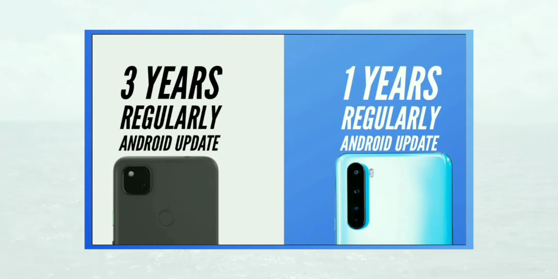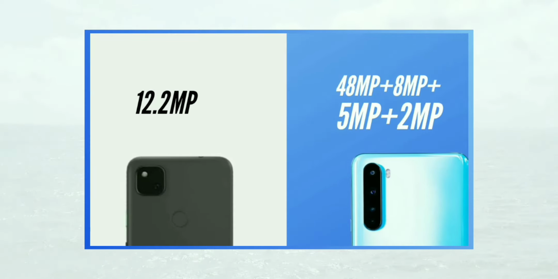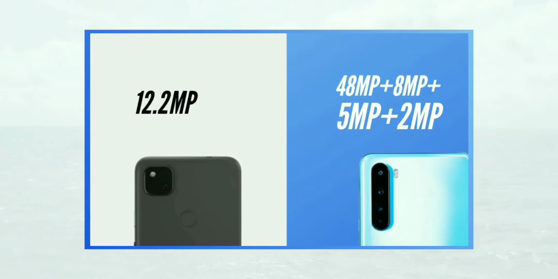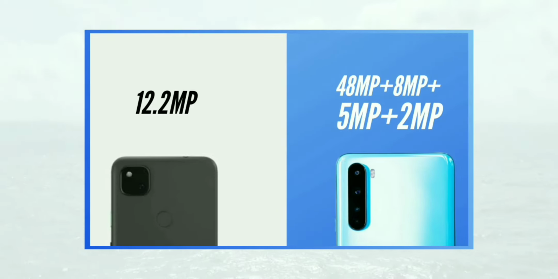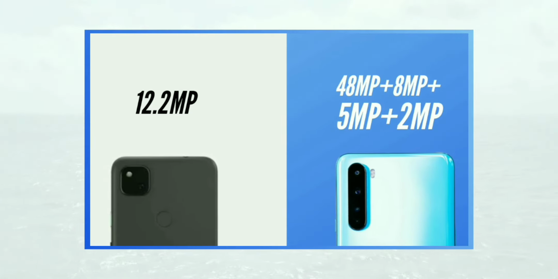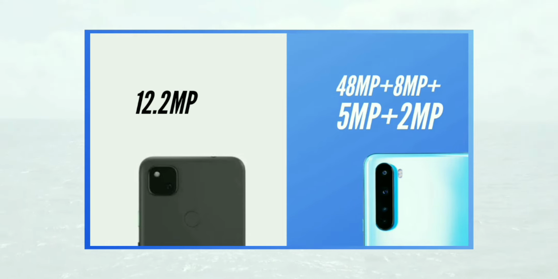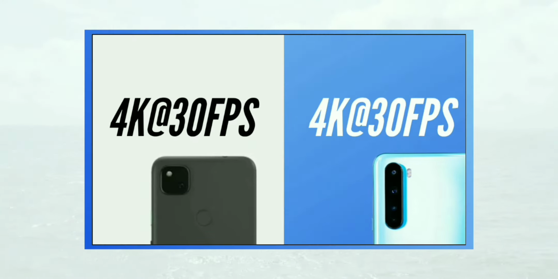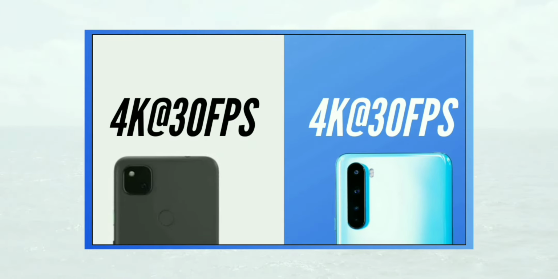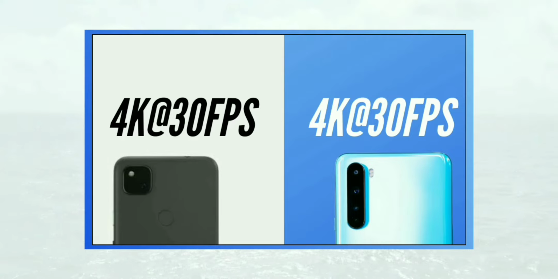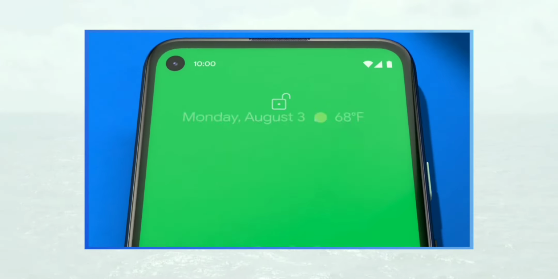Now let's get to the cameras. Google Pixel 4a comes with a single rear camera, 12.2 megapixel, and OnePlus Nord comes with a quad camera setup, 48 megapixel plus 8 megapixel plus 2 megapixel plus 5 megapixel. Both devices have OIS and PDAF. Both devices record video at 4K at 30 frames per second, but as for AI, Google Pixel 4a records video and captures photos better than OnePlus Nord.